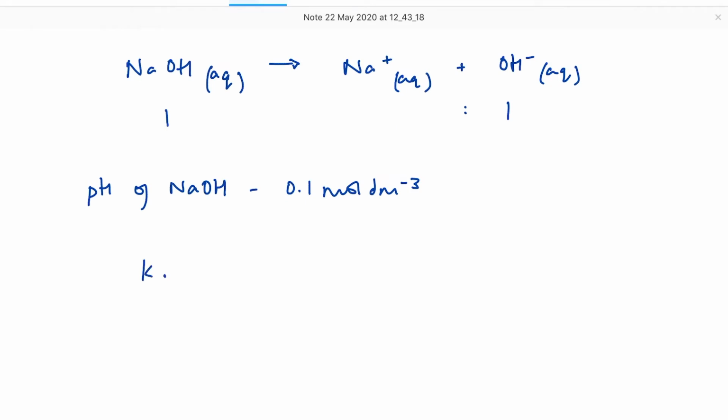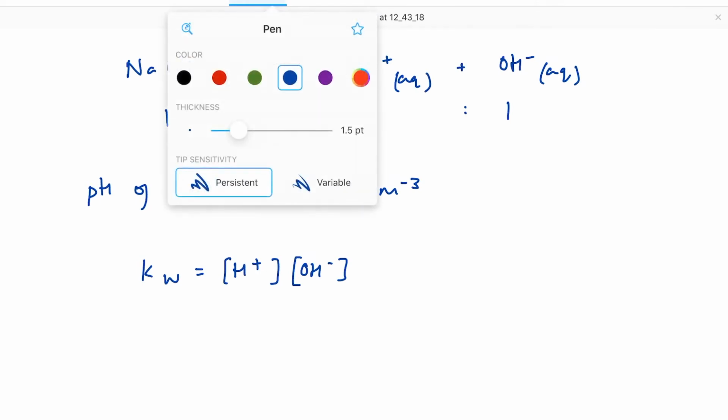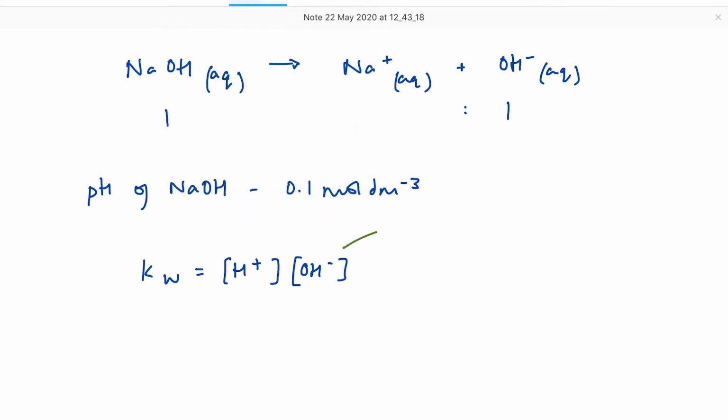Well, the ionic product of water, Kw, is equal to the hydrogen ion concentration times the hydroxide ion concentration. In this case, because we are dealing with an alkali, the concentration of the hydroxide ion is 0.1 mole per decimeter cubed, because we've just seen that we've got full dissociation and this is a 1-to-1 ratio.